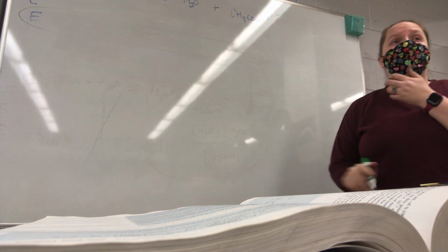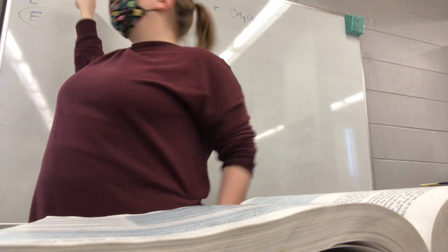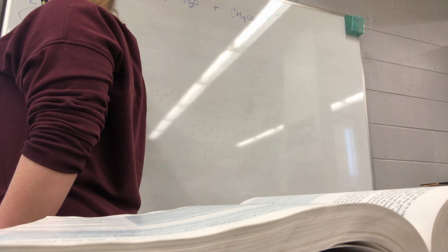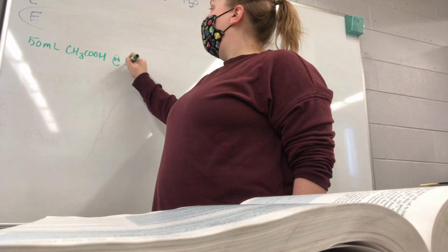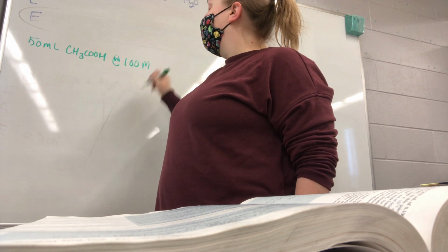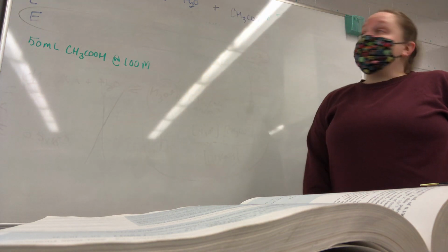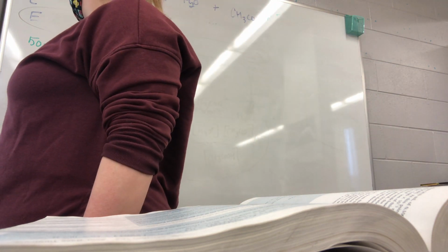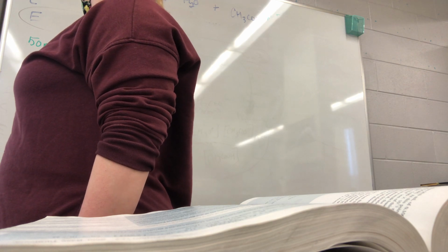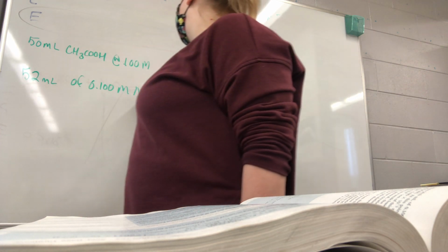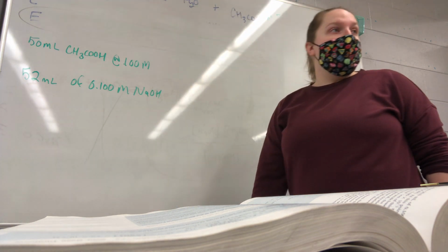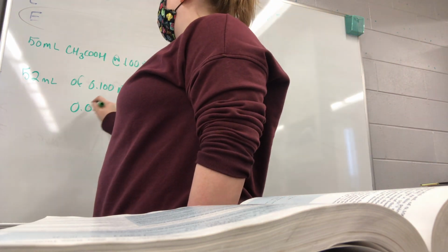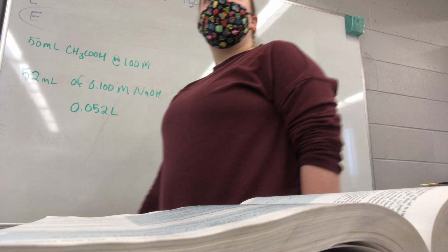Okay, so the one thing that doesn't change is this guy, because we're still going to do 50 milliliters of the weak acid at the 0.100 molar strength. This time, though, we're going to add 52 milliliters of the 0.1 molar NaOH. Okay, so we want to put it into moles, right? Because that's what we've been doing. So we're going to do 0.052 liters.